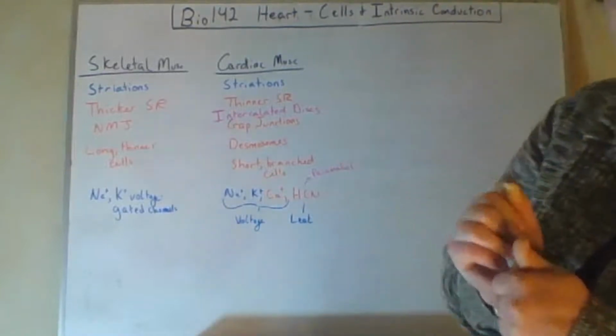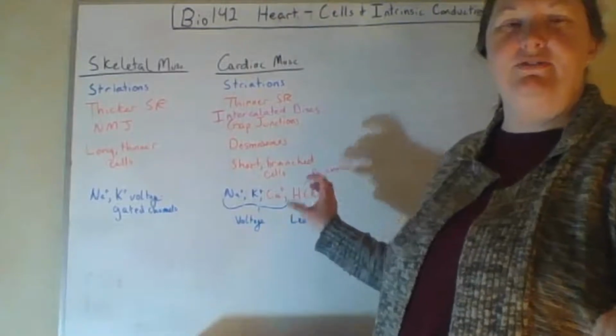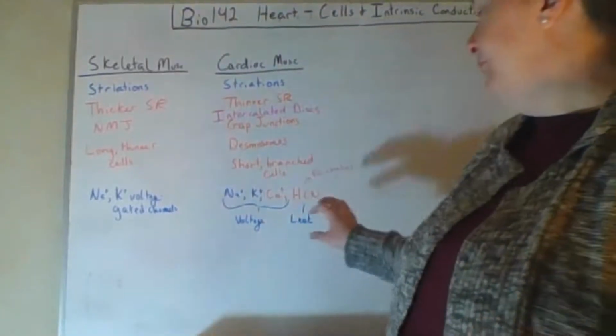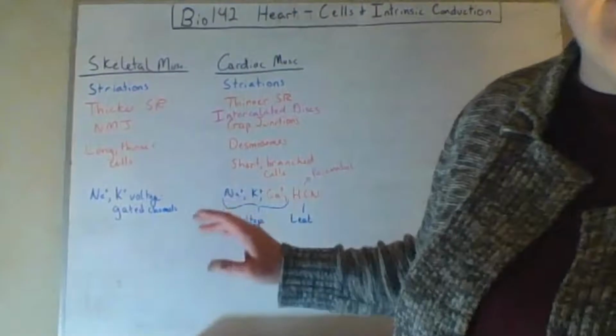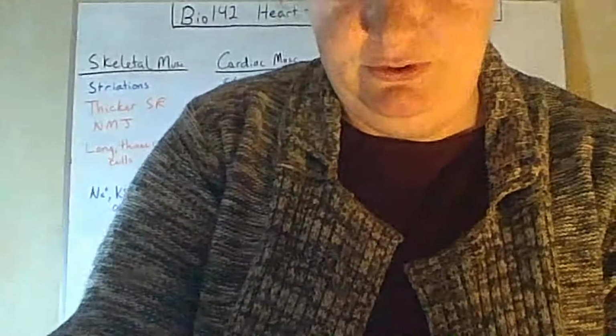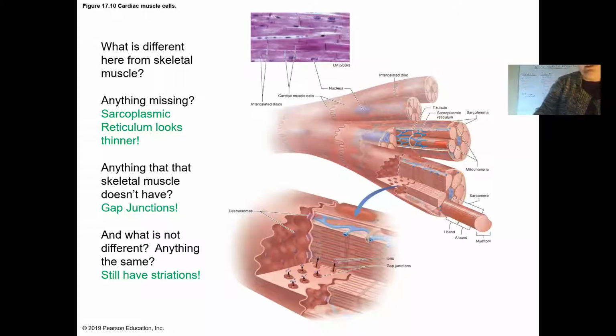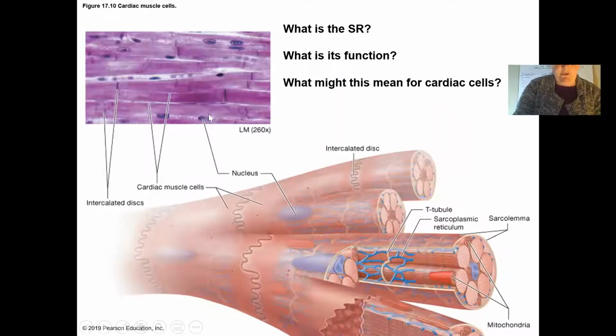Now, remember we did have leak channels that maintain resting membrane potential. Pacemaker cells are going to have something special with these positive ion channels. All right, I need to share my screen first. All right, let's go back to the PowerPoint. Okay. Oh, here we are. Oh, much better.